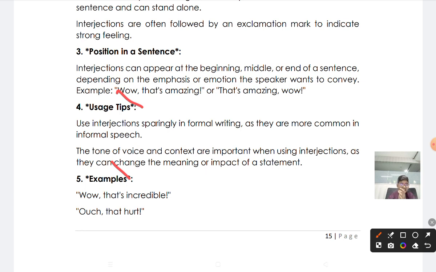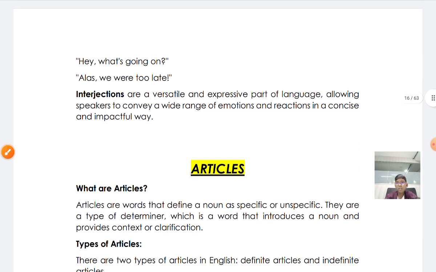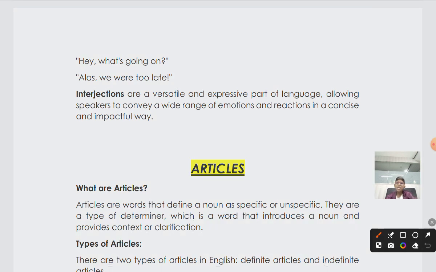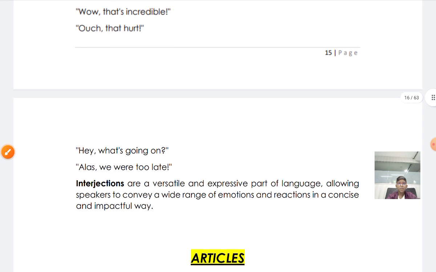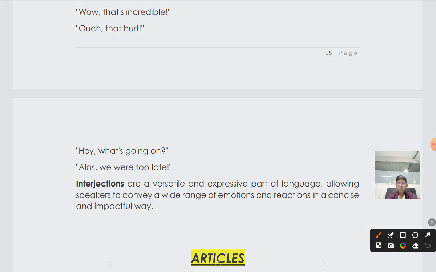Wow, that's incredible! You ran so fast. Ouch, that hurt. The ant bit me. That's all. Next, hey, what's going on? Alas, we were too late. Interjections are a versatile and expressive part of language, allowing speakers to convey a wide range of emotions and reactions in a concise and impactful way.